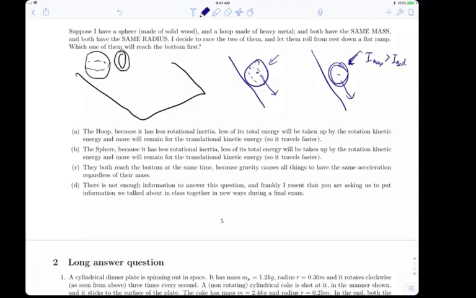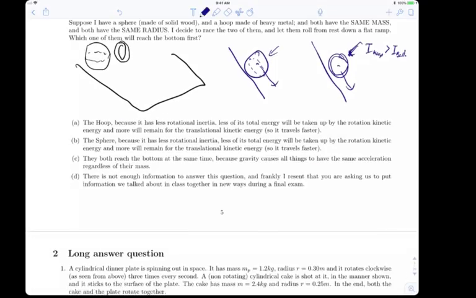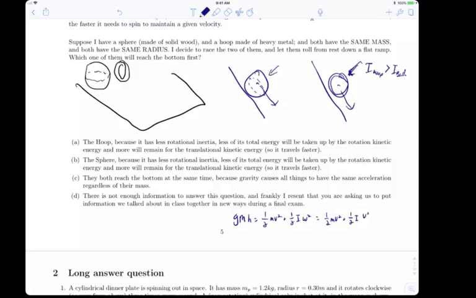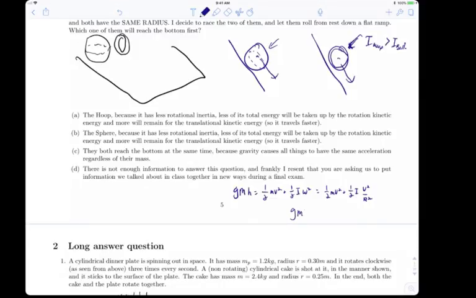Why does that matter? It matters because the gravitational potential energy, mgh, for both of the things, is going to be split between the kinetic energy and the rotational energy from the moment of inertia. But the neat thing is we can write the rotational velocity in terms of the actual velocity. I think I wrote an equation up here. V squared over R squared. Okay. So, mgh is equal to 1/2 (m plus I over R squared) v squared.